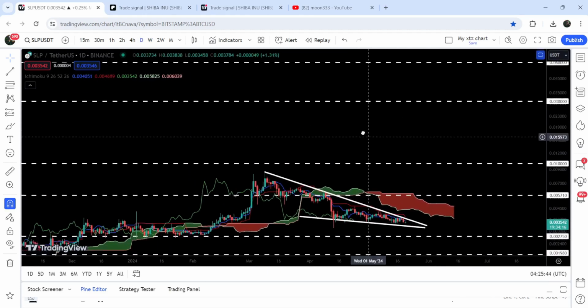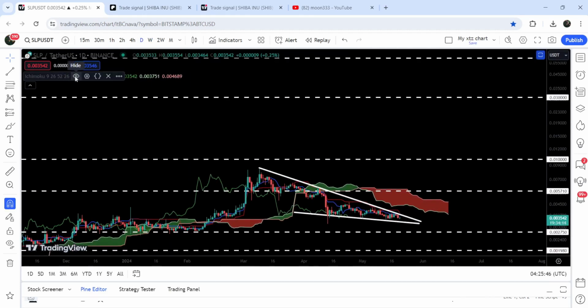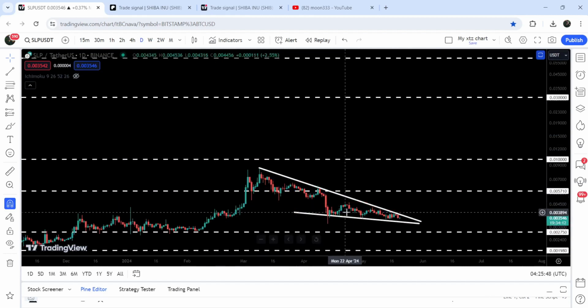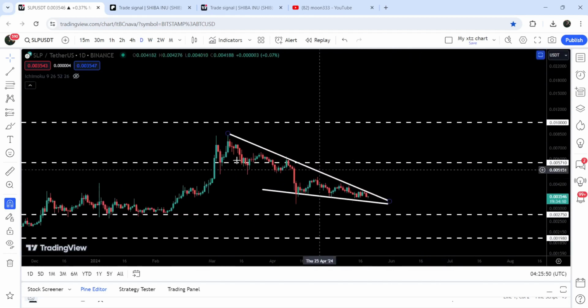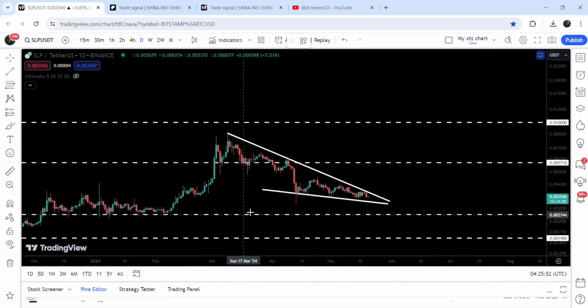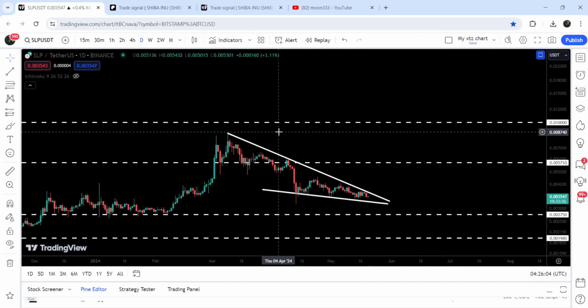Now on a daily time frame chart, you can see that it has formed another falling wedge pattern, and this is a bullish pattern. Therefore, there are more chances for a breakout from this wedge. In case of breaking down this falling wedge pattern, the target to the downside can be here at this next support of $0.00198. And in case of breaking out of this wedge, the target to the upside can be here at the top of the wedge.